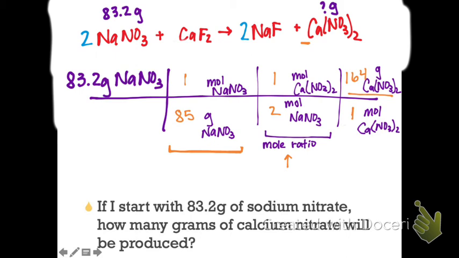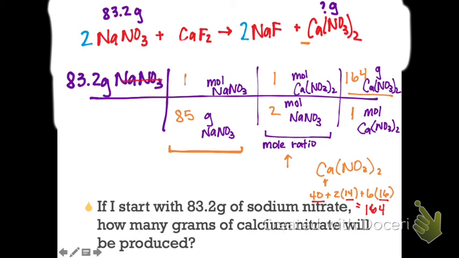Okay, calcium nitrate's molar mass: I took calcium, which was 40, plus 2 nitrogens, plus how many oxygens? 6 oxygens, right? These numbers are coming right off the periodic table. 40, 14, 16, those come right off the periodic table. I got 164. Is that what you guys had? Or is it different? That's what you had? Okay.